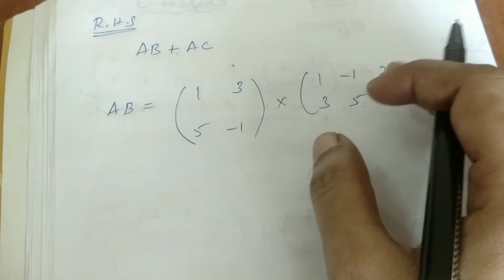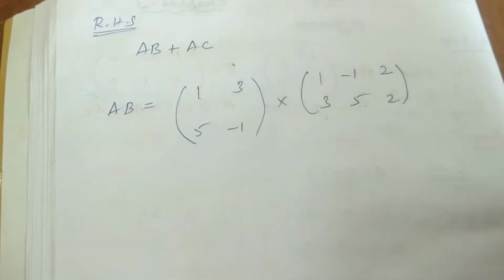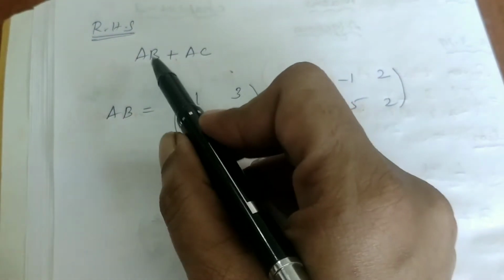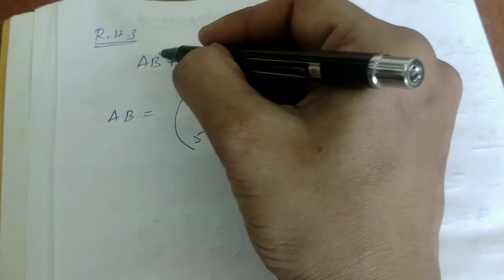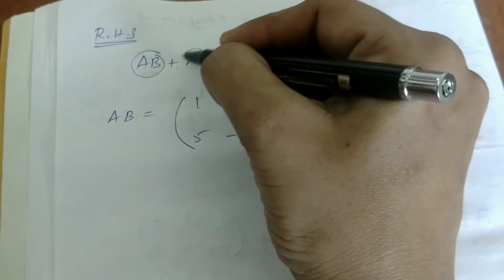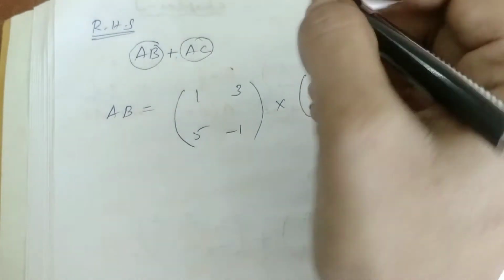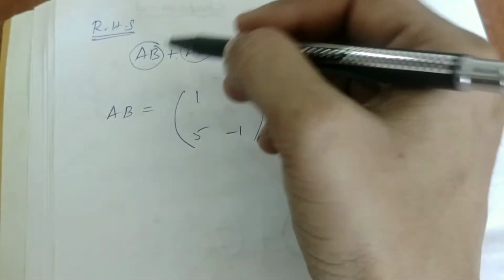Our next step is to find out the value for the RHS. So, RHS is nothing but AB plus AC. So, in this statement, we are having 2 terms. Am I correct? So, now we are going to find out the value for each and every term.